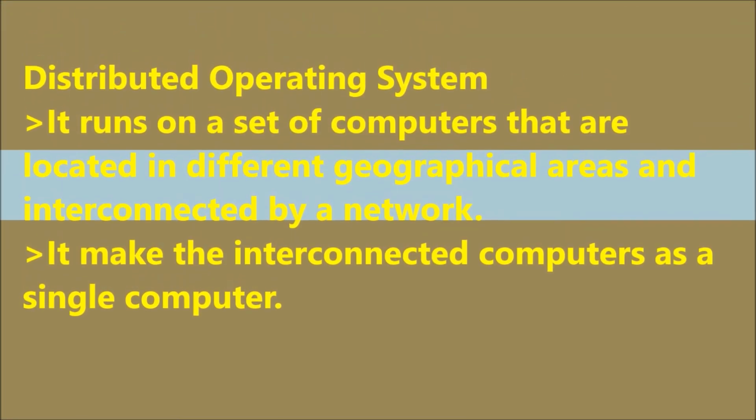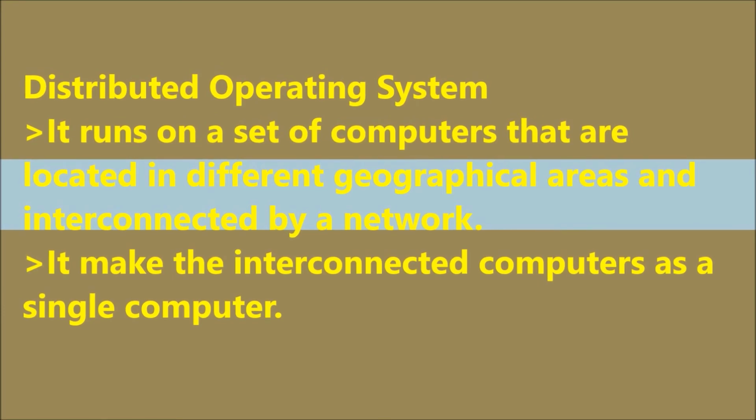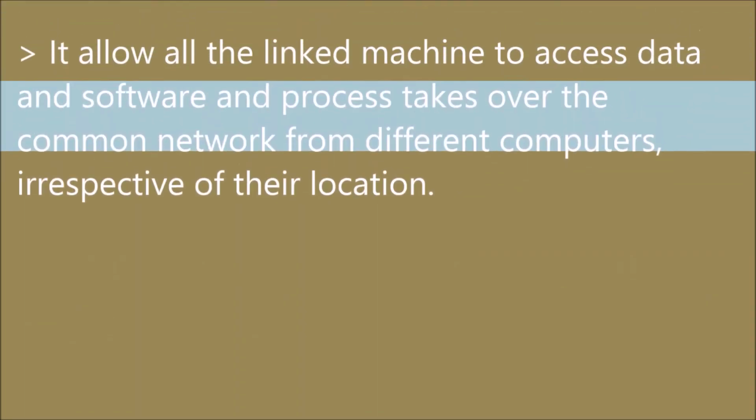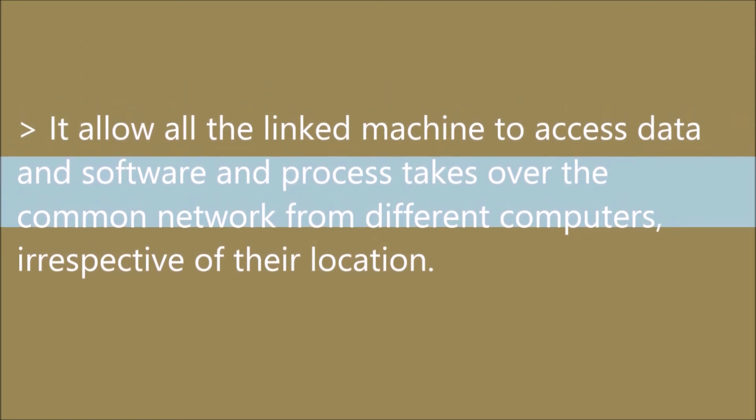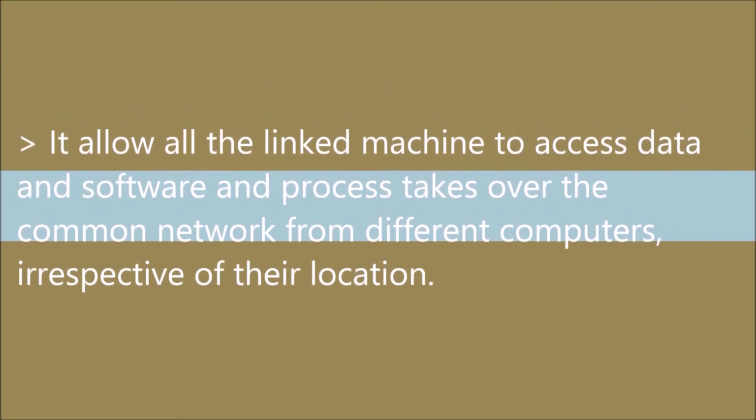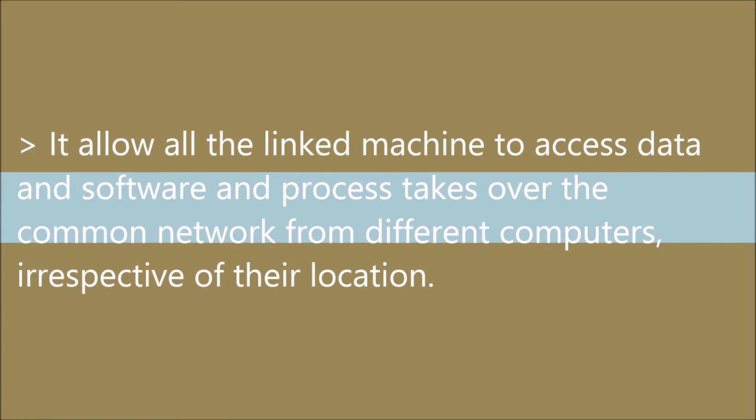A distributed operating system runs on a set of computers that are located in different geographical areas and interconnected by a network. It makes the interconnected computers act as a single computer. It allows all the linked machines to access data and software, and processes take place over the common network from different computers irrespective of their location.